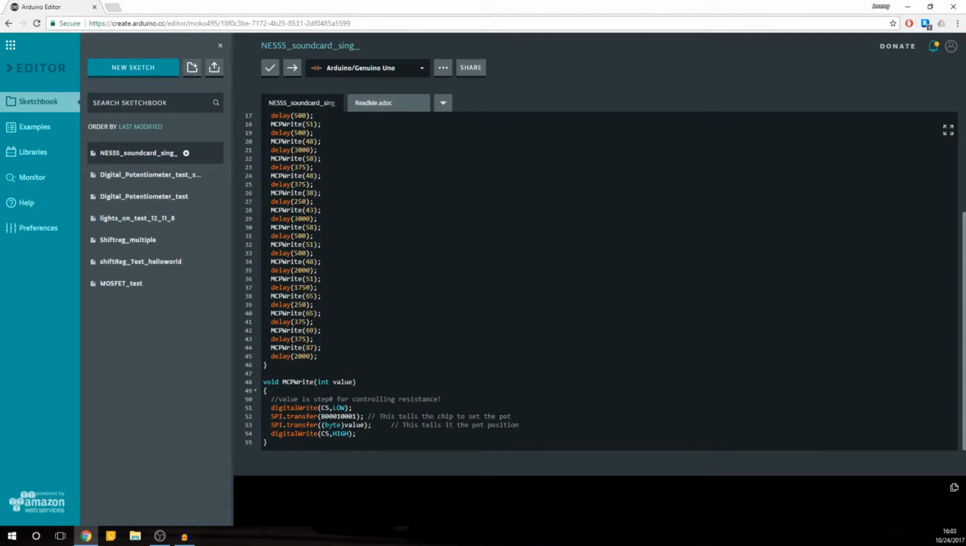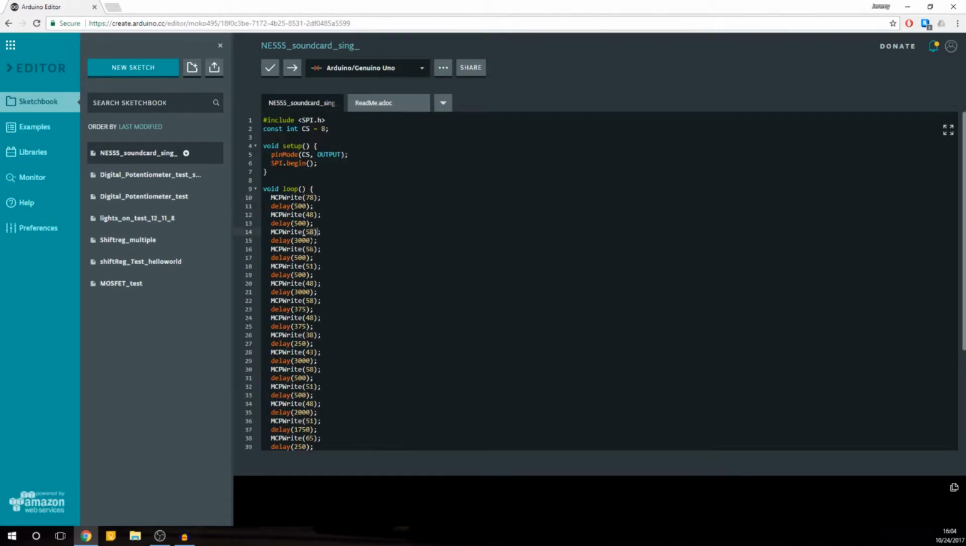You see I have cast the value into byte, that is because you are sending a byte instead of just the integer. And then set the CS back to high. That is really it for the MCP write. So I have multiple values here, but how did I decide that these values will make a particular sound or tone? Well, I've got an Excel sheet for that, so you can take a look at it.